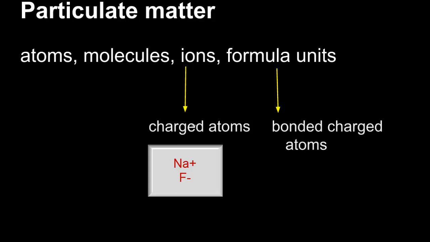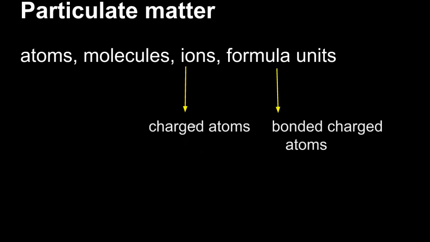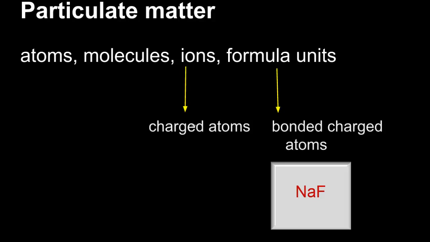Now, a formula unit is a molecule that's made of charged atoms. Technically, we're not supposed to call them molecules. We call them formula units. And that's because positive and negative ions will attract and form a formula unit. However, in reality, molecules and formula units act very similarly in most cases. So when I say formula unit, just think of charged atoms that act like a molecule.